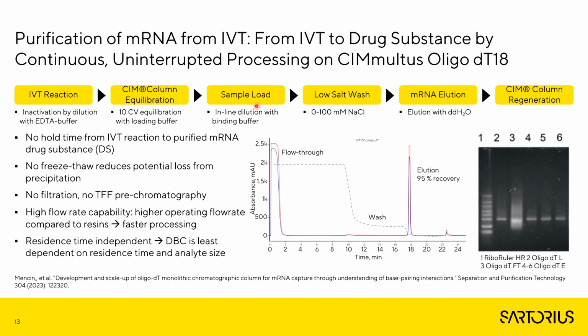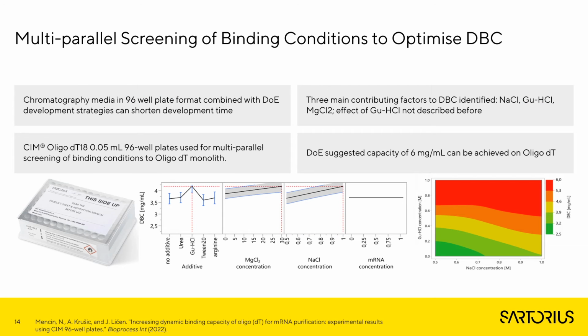So what we would like to do is to achieve a process which is continuous and uninterrupted from the IVT reaction to the purified product, purified drug substance after the oligo-DT chromatographic step. With the help of the simultaneous oligo-DT, we can do this in a very short residence time on the column, thanks to the high flow rates and high binding capacities that we can achieve with the monolithic structure of the chromatographic columns.